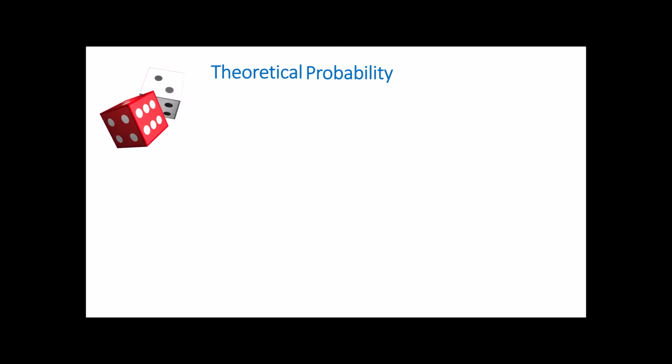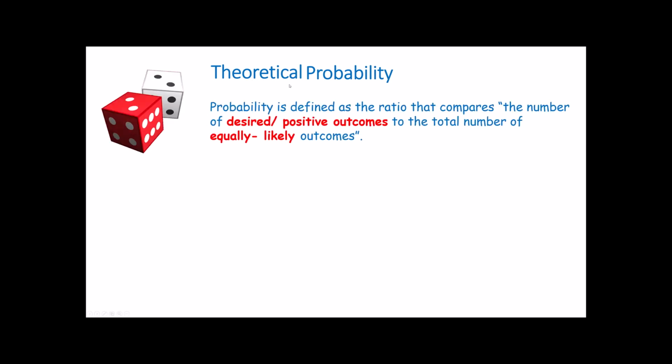Even though we haven't used the term theoretical, when we defined probability, we said it is defined as the ratio that compares the number of desired or positive outcomes to the total number of equally likely outcomes. And we used a lot of chance tools to help us with that.